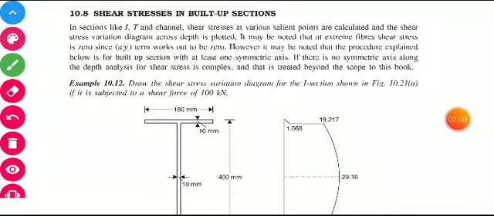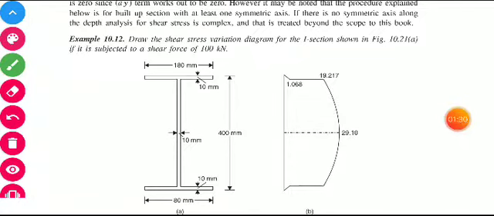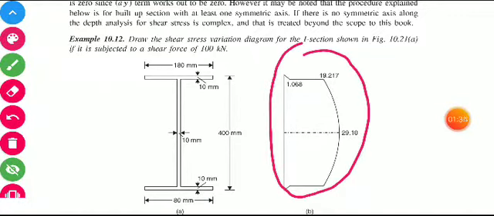Let's take the example of an I section. Here, what is the parameter given? Draw the shear stress distribution of the I section, which is subjected to a shear force of 100 kilonewton. So here the magnitude of shear force is given and the section is given. We just want to calculate this distribution. The question asks about drawing this shear stress distribution.